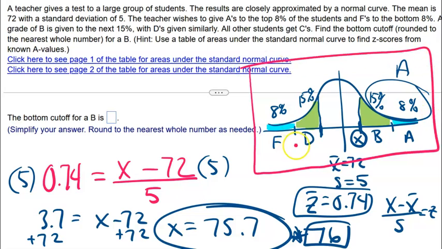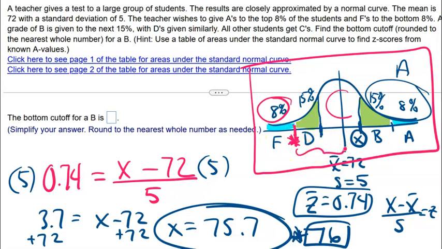So a bottom cutoff for a D is this value right here. Do you agree? Anybody that makes this score to here is going to get a D. Okay, so my percentage that I know that's associated with that is just the 8%. I don't have to add 8 plus 15 because that would give me a C value. If I had 8 plus 15, I would be in the C score range. So what I'm dealing with here is just the 8%. But remember, my A is not 8% because that's the tail. So I have to do 50% minus the 8% to get that.